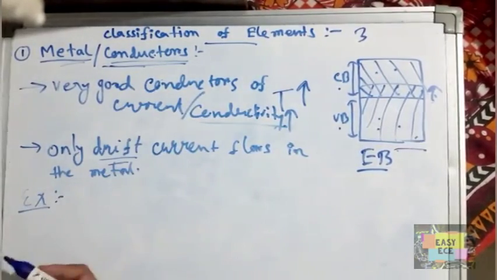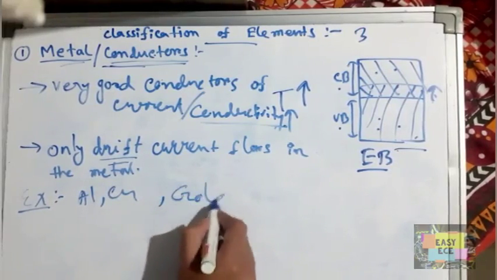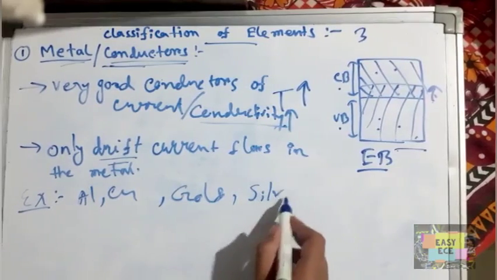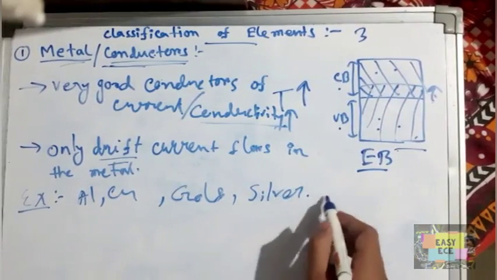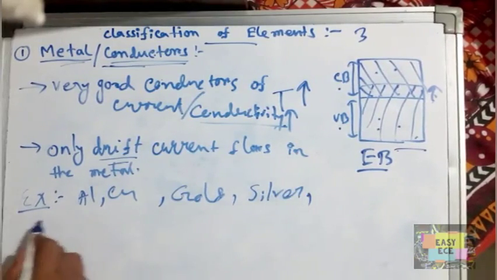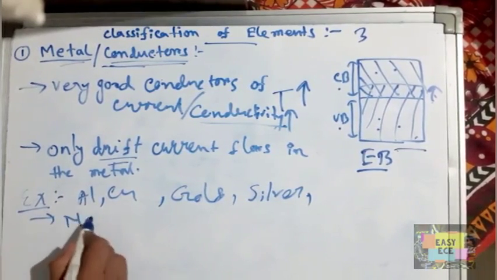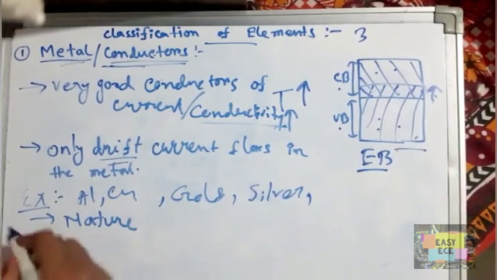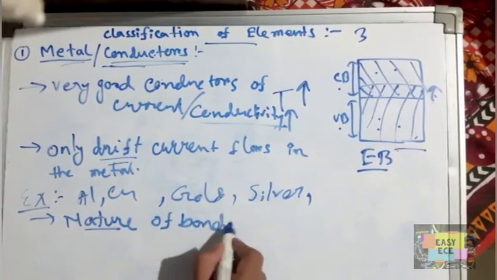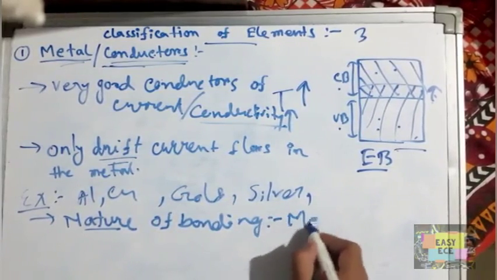Now you can see the examples, which you know already. Examples of conductors or metal are aluminum, copper, gold, and silver. These are metals with high conductivity. Another important point is the nature of bonding of metal, which is sometimes very important to remember. What is the nature of bonding here? Metallic bonding.